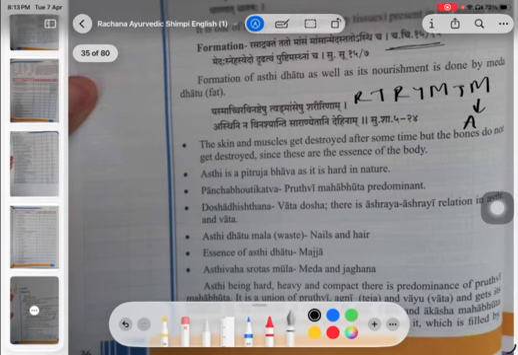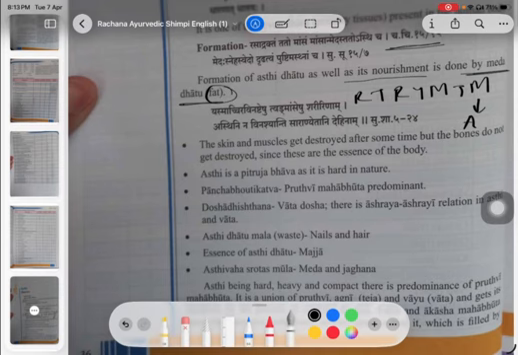Formation of Asthi Dhatu as well as its nourishment is done by Med Dhatu. That is considered to be fat in some cases. Some cases it is also considered to be lipid compounds. In some places it is also found that it is correlated to the subcutaneous fat as well.